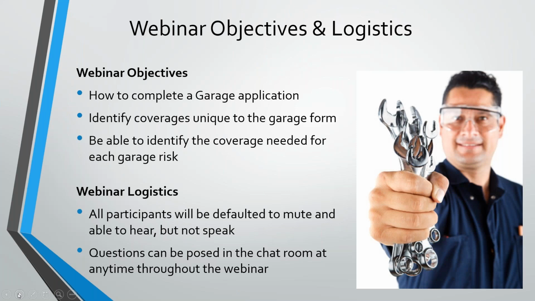Okay, I'm going to start with some objectives. One of the most challenging things about writing garage is that there are a lot of coverages, so the application is a great place to start. It helps you better understand what the application is asking for, and it will also help you identify the coverages unique to the garage form. In addition, you really need to be able to understand what each garage risk may need for coverage. So Dina and Kim are going to help you out with that today.